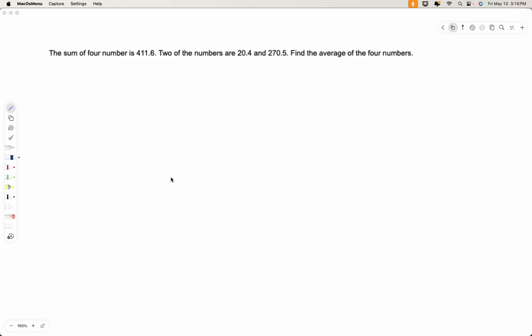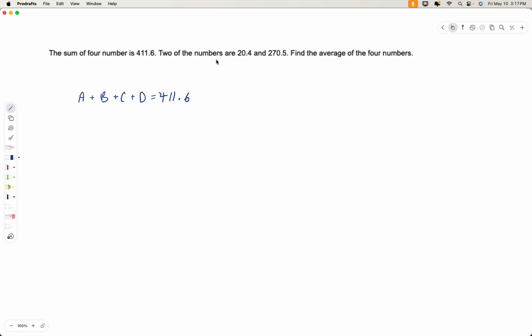All right, the sum of 4 numbers is 411.6. So we have A plus B plus C plus D is equal to 411.6. 2 of the numbers are 20.4 and 270.5. Find the average of the 4 numbers. Do we really care what 2 of the numbers are if we're looking for the average? No.